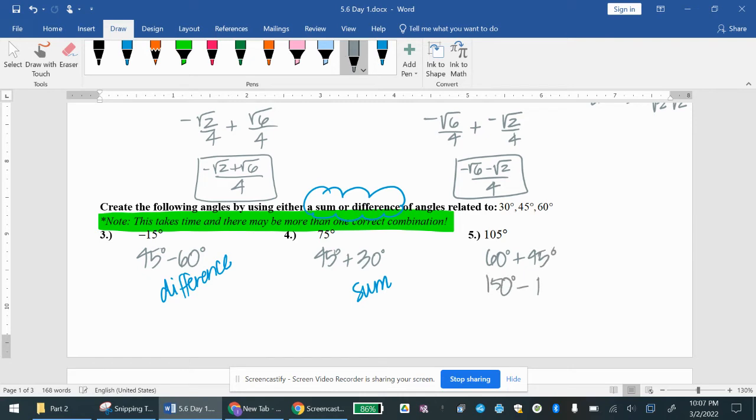Okay, so here I'm giving you an example of a sum or a difference. And while you're doing your work in the next couple problems, let's say that you picked a sum to represent 105 and a friend of yours picked a difference, your final answers might not look the same, but they should have the same exact decimal value. So I'll explain that in a little bit.